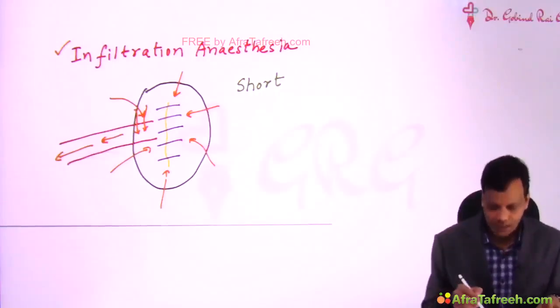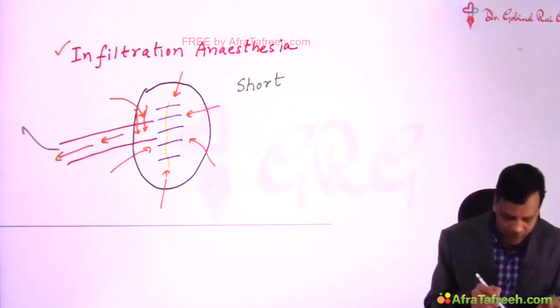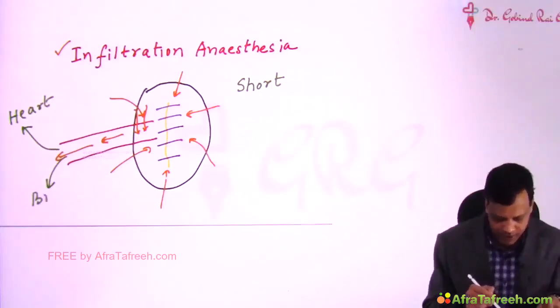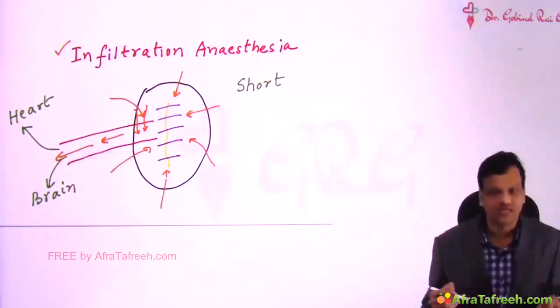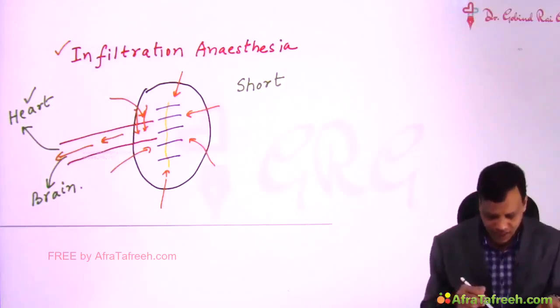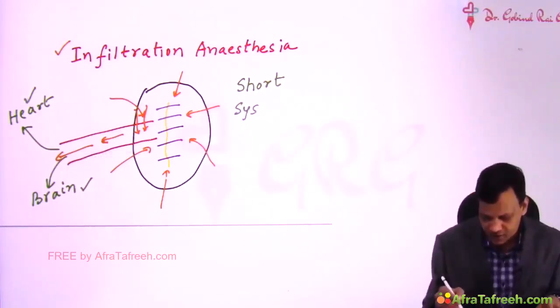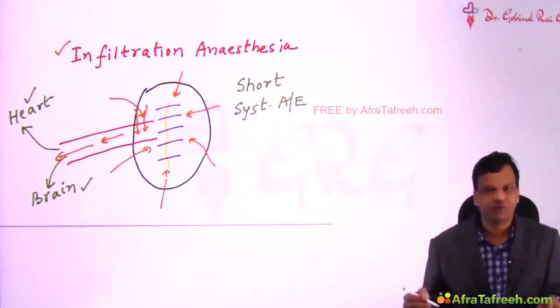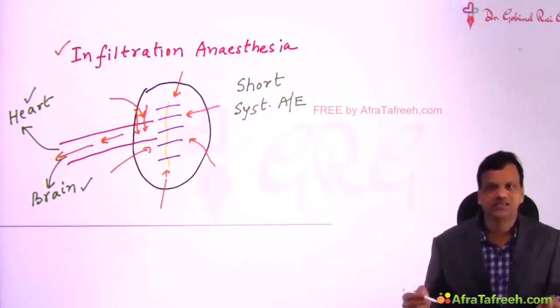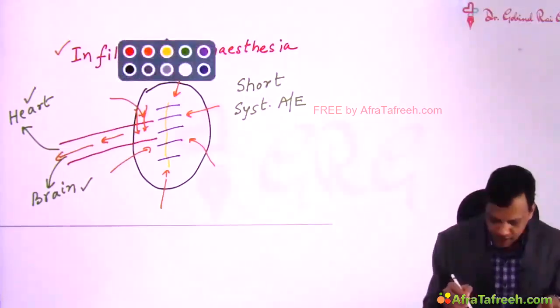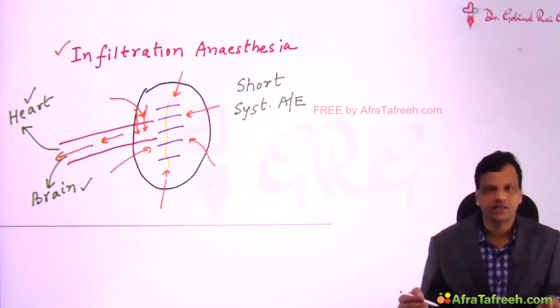Second, it has come into blood and gone away. So when it goes away, it can go into the heart and brain. So local anesthetic will produce adverse effects on these places. It can cause cardiotoxicity manifested as arrhythmias. It can present as neurotoxicity manifested as seizures. So we have systemic adverse effects of local anesthetics. So if we give local anesthetic, we have two problems. One, short action, and second, systemic adverse effects. And both of these problems result due to one reason, that local anesthetic has entered the blood.